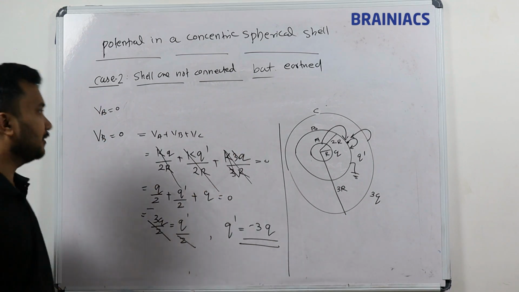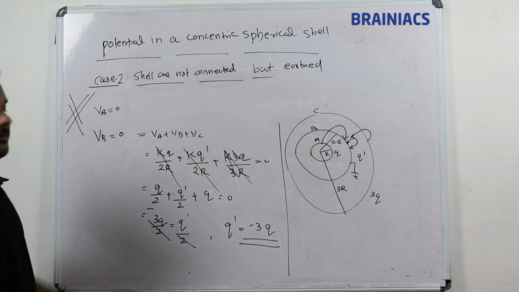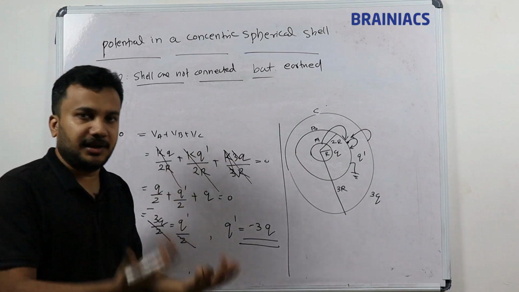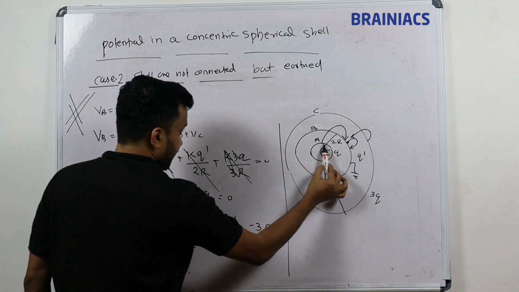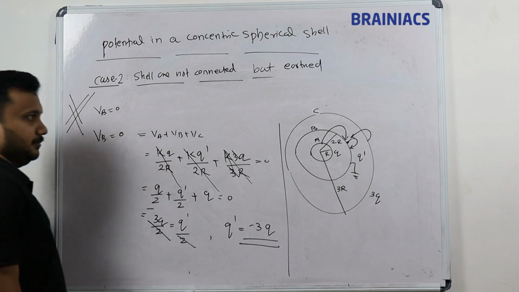If you see earthing, this is the key point: potential at B is equal to 0. You have to equate it and find the potential due to A, B and C. With respect to A it is an outside point, for B it's a surface point, and for C it's an inside point.